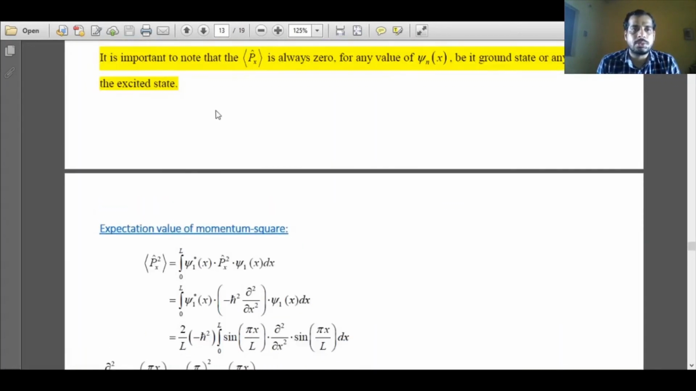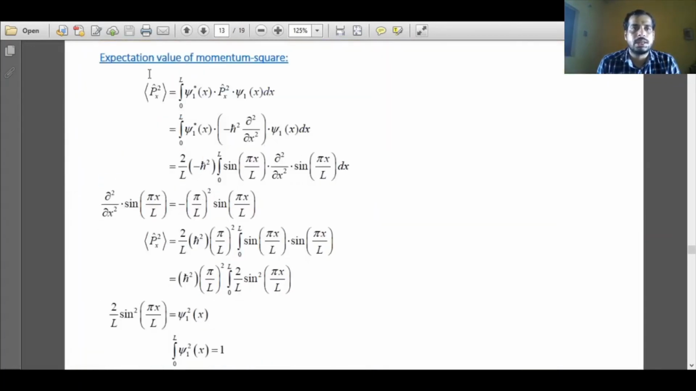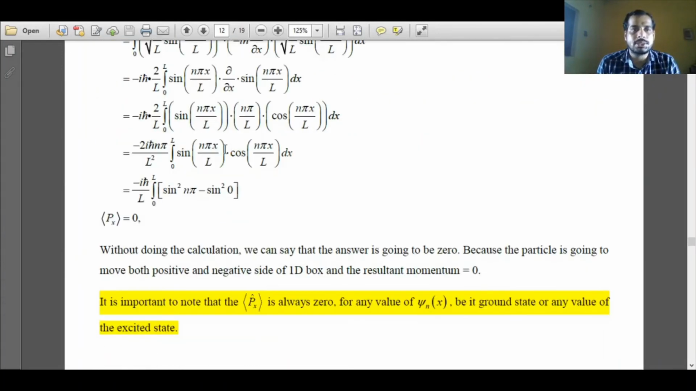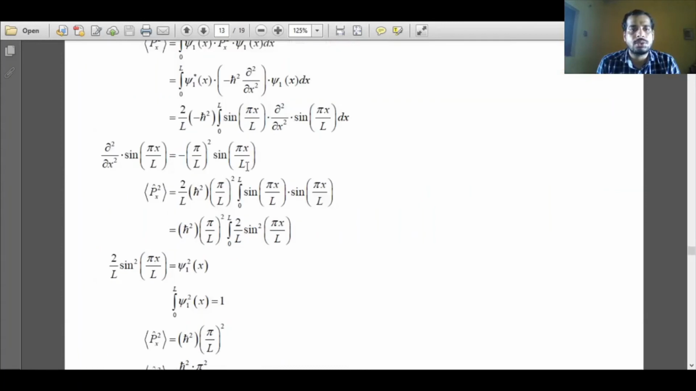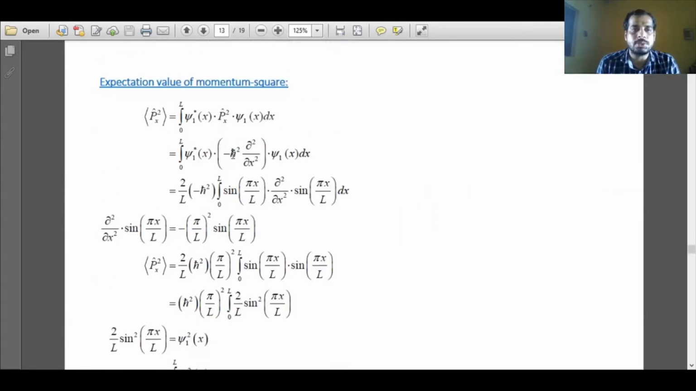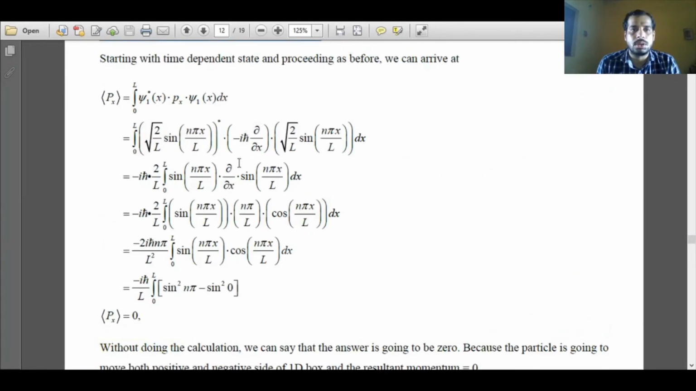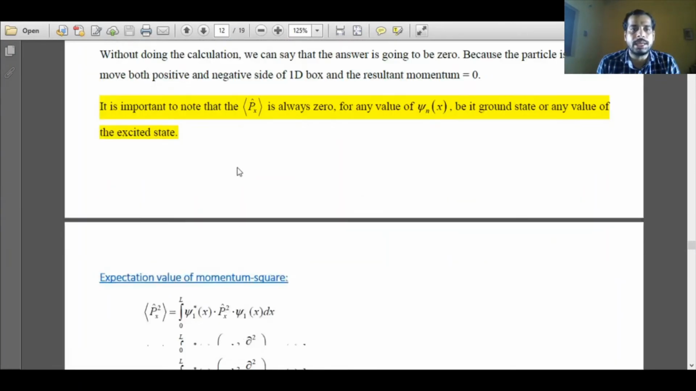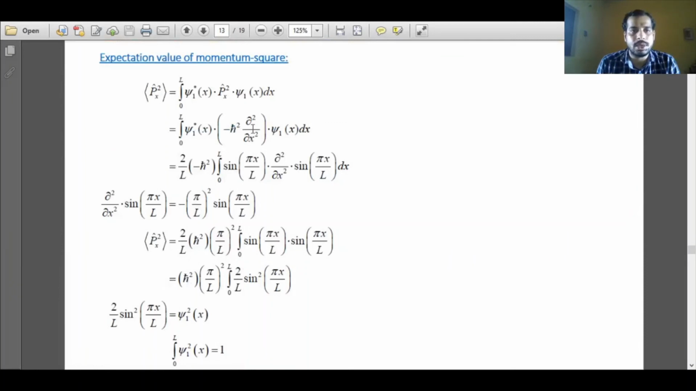Now the expectation value for momentum square. The momentum operator was minus i h cross d over dx. Now for the momentum square operator, we have to take the square. So if I take the square of this operator, minus i h bar d over dx, what will I get? I will get minus h bar square d square over dx square, or dou square over dou x square. Because we are considering only a one dimensional box, I can also write d square over dx square. No need to take partial differentiation because there is only one variable.